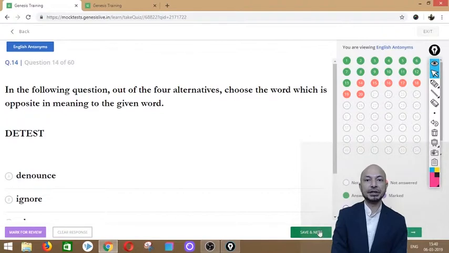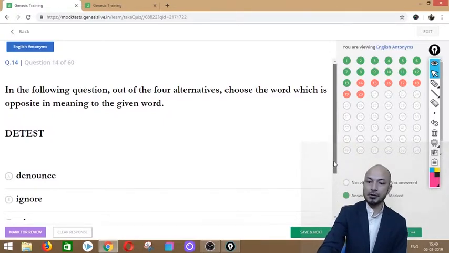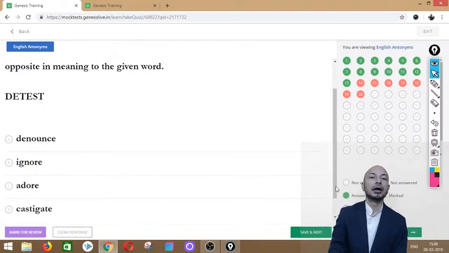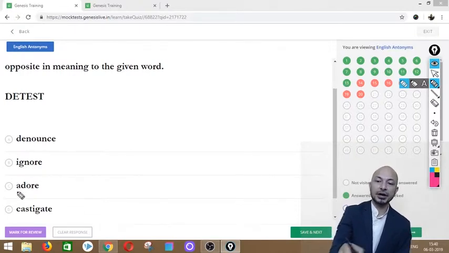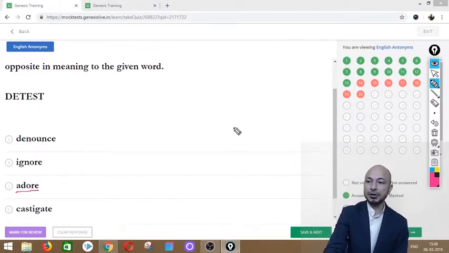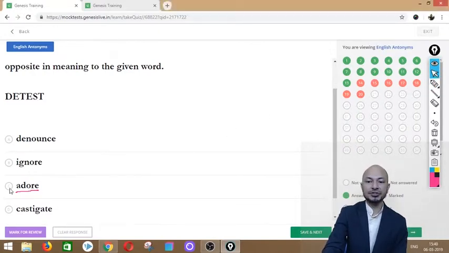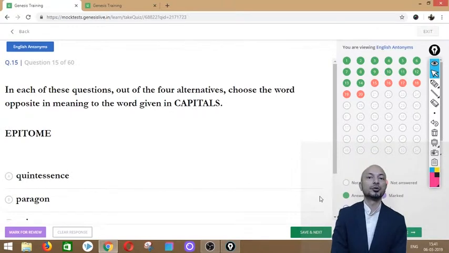Come to question number 14, and the word is detest, and the options given are denounce, ignore, adore, and castigate. So the correct option is going to be option C, which says adore. Detest is to hate someone, and adore is to love someone. Hate and love, the opposites. We say option C. So we come to question number 15.